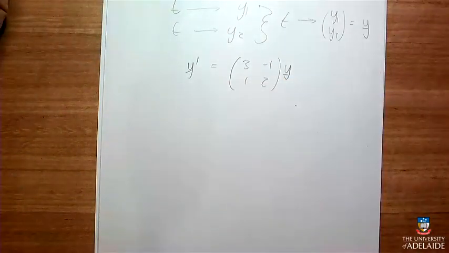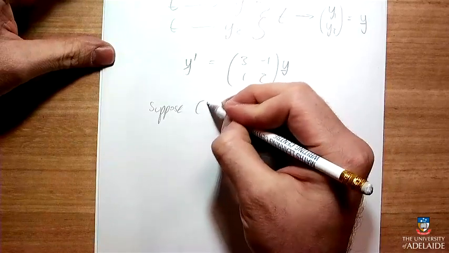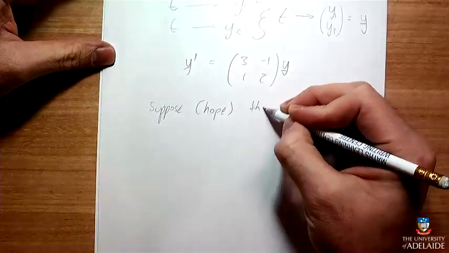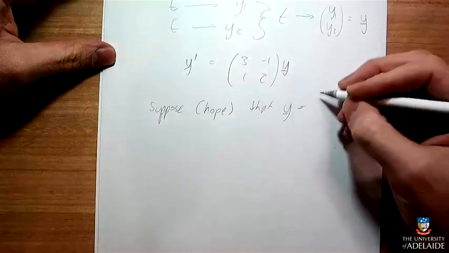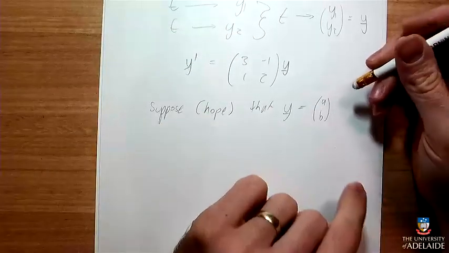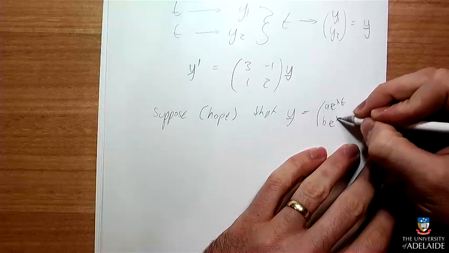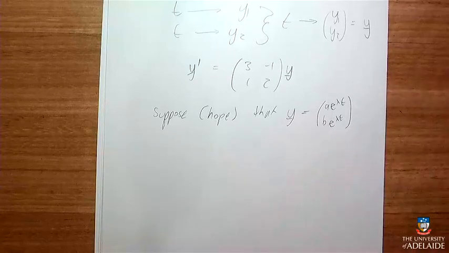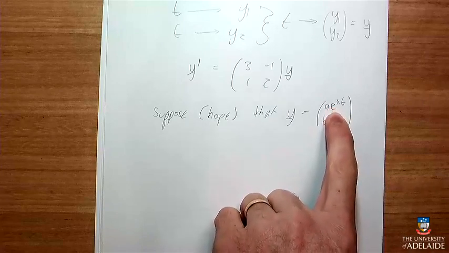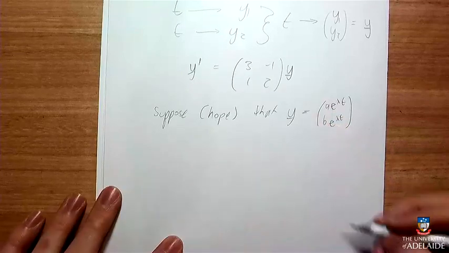Now you don't normally do any of this stuff. You can skip all of this work usually, but I'm going to talk about it now. So we're going to suppose, also known as hope, that y is equal to some vector which I don't know. Well, technically, it's going to be equal to this. We've got this function here, which will be a multiple of e to the lambda t, and this function will be a different multiple of e to the lambda t. And the way that we normally write that is like this.